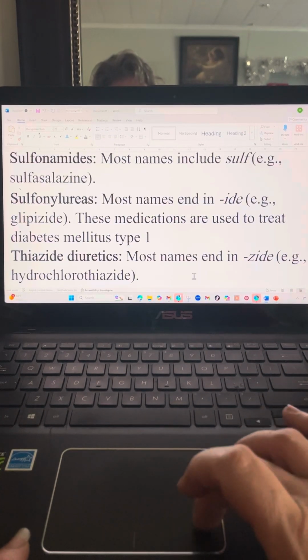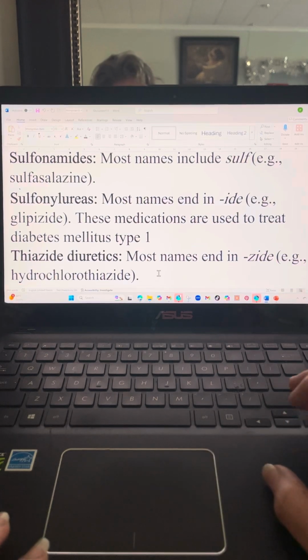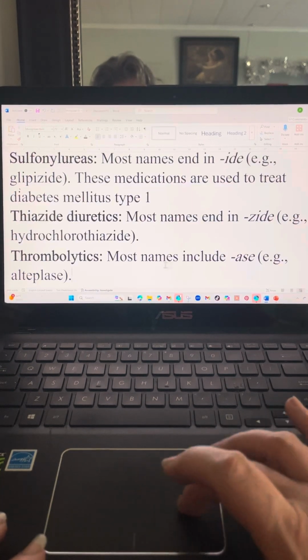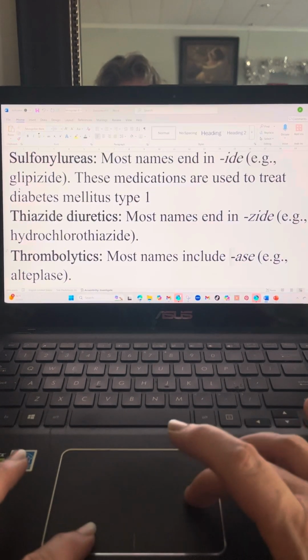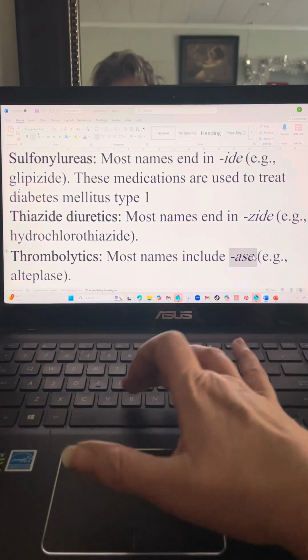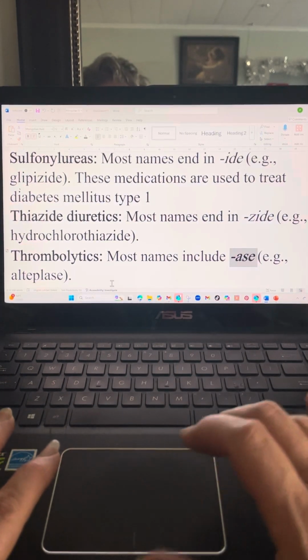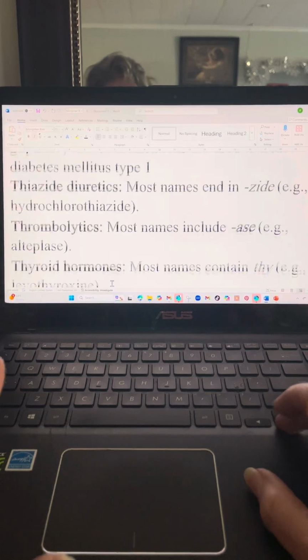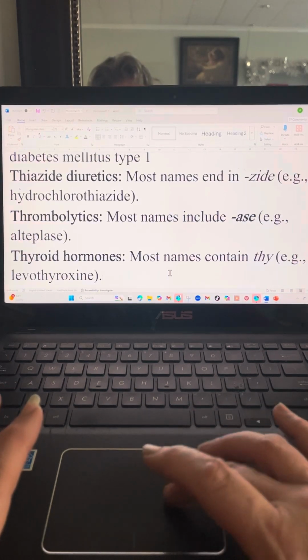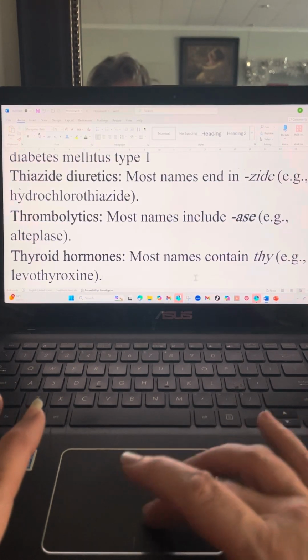Thiazide diuretics, most of them end in zide. Thrombolytics, they got ASE in their name. ASE means it's an enzyme, like alteplase. I can't even talk. Thyroid hormones, most of them contain the word thyro in it.